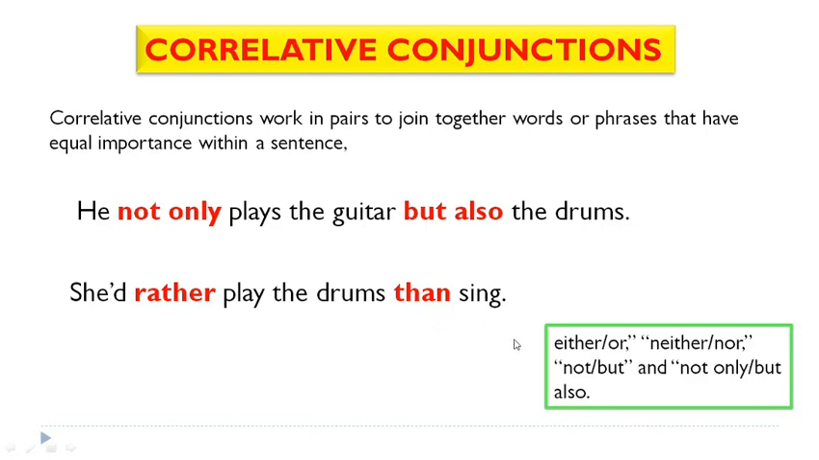Some correlative conjunctions: either, or; neither, nor; not, but; and not only, but also.